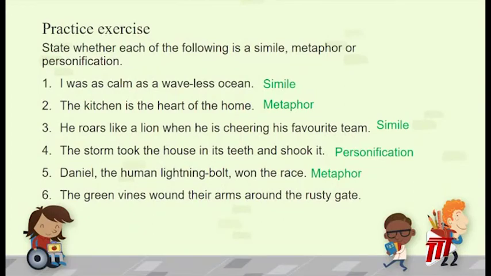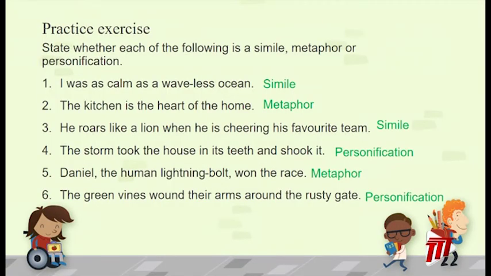And finally, the green vines wound their arms around the rusty gate. Well, vines don't generally have arms, but because humans do, and the vine is an inanimate object, this would be an example of personification. Congratulations, I'm sure that you got all of those correct.